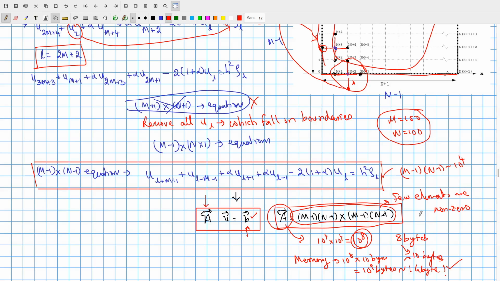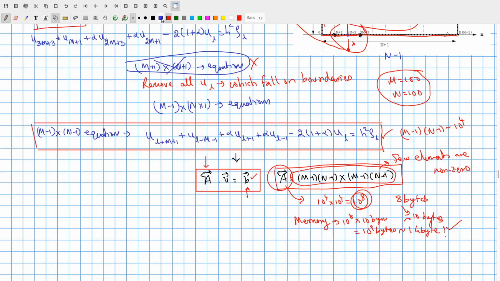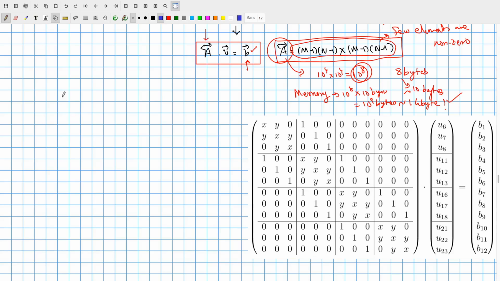Okay, to see it, let us consider a simple case of n equal to 5 and m equal to 4. In that case, what happens? This equation is going to become (5 minus 1) into (4 minus 1) cross (5 minus 1)(4 minus 1), and that is going to be 4 into 3. This is a 12 cross 12 matrix.